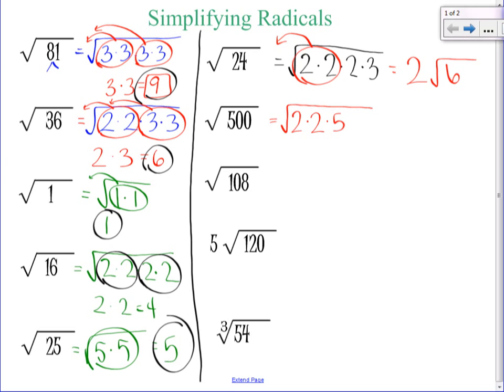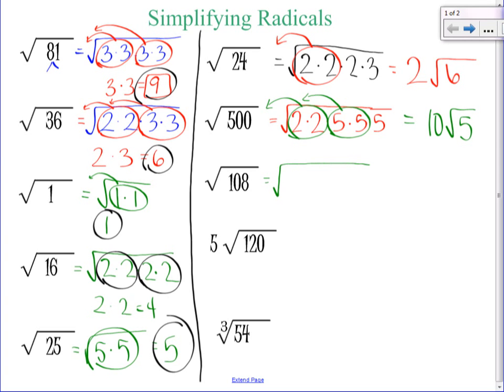Now I have 25 on my screen, so what do I write for that? 5 times 5. Okay, so again, we're looking for pairs of numbers. We take these out. What do we have on the outside? Yep, 10 root 5. Okay, 108.